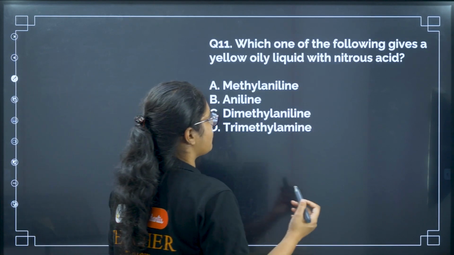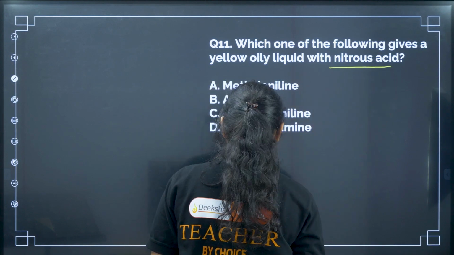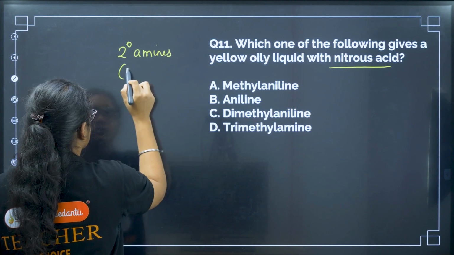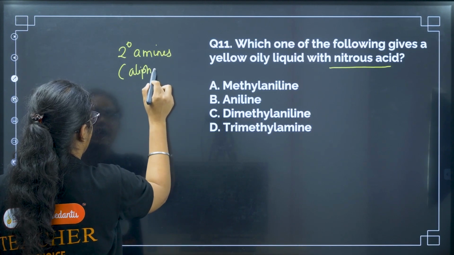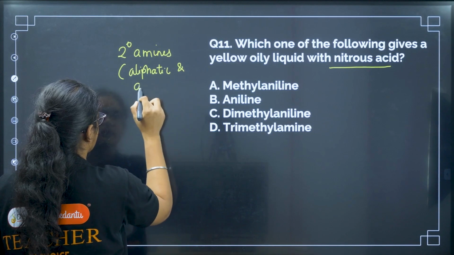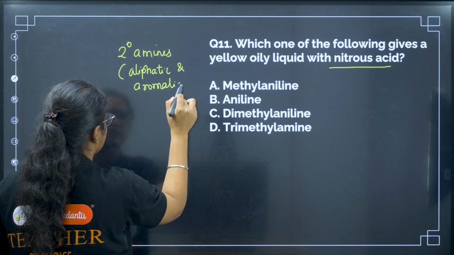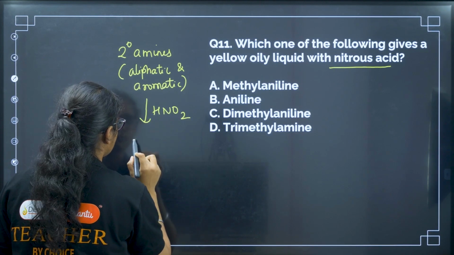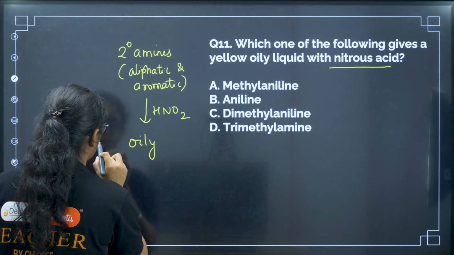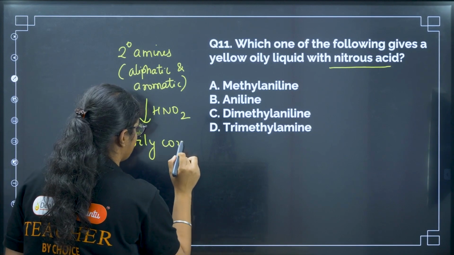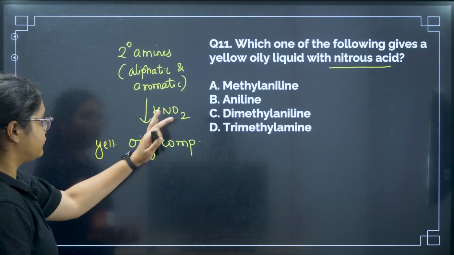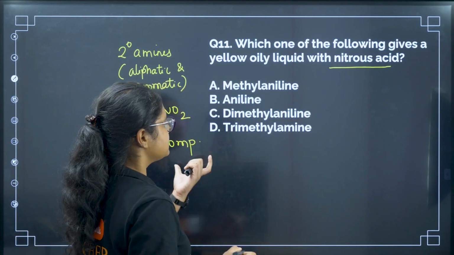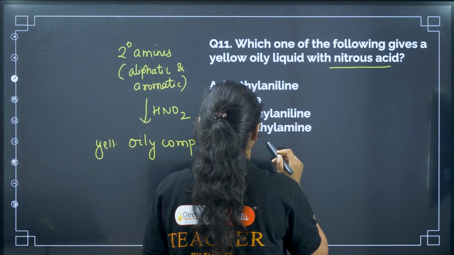Next, which one of the following gives a yellow oily liquid with nitrous acid? So if you remember, secondary amines, both aliphatic and aromatic, when they react with nitrous acid, that is HNO2, give you a yellow oily compound. So now we have to find the secondary amine in these compounds, right?